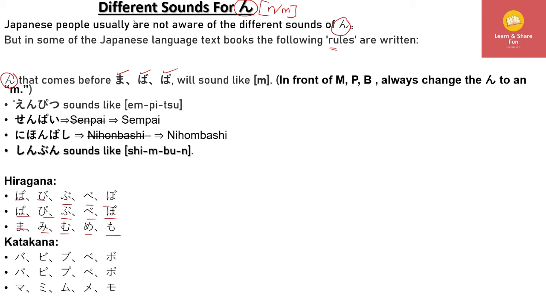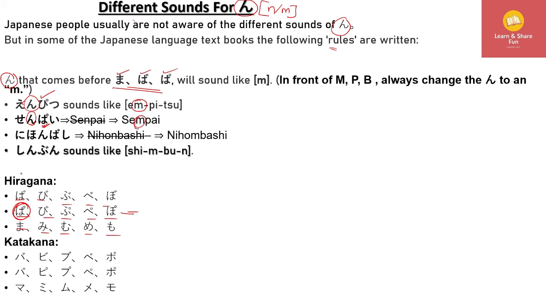Let us understand from some word examples. The first word is enpitsu. This letter comes before pe and pe is the pa line letter, and hence, as per the rule, the sound of the letter will become ma. Likewise, the next example is senpai. The letter comes before pa letter and hence the sound will become ma.